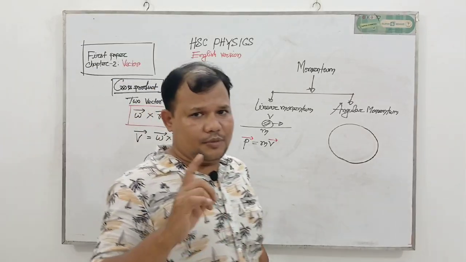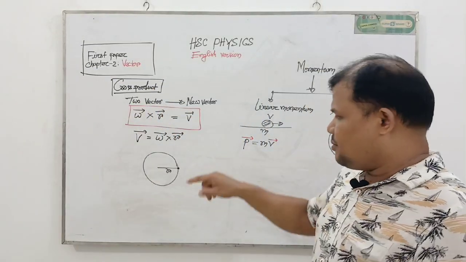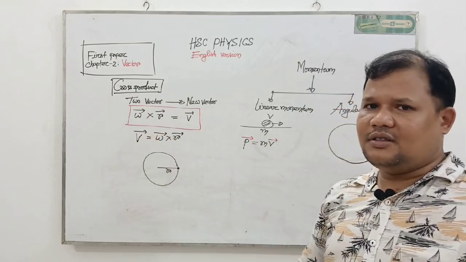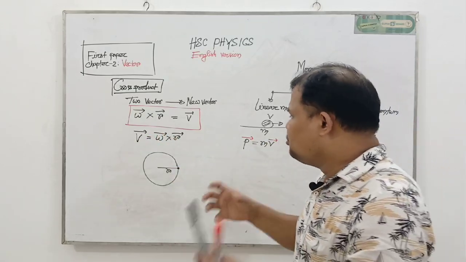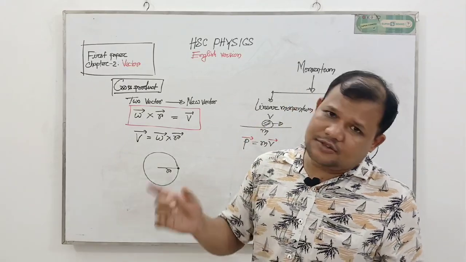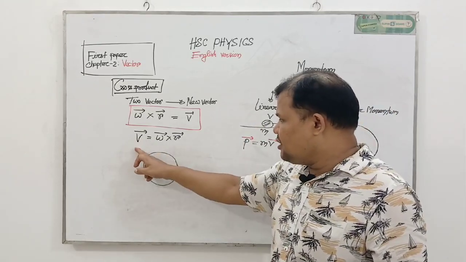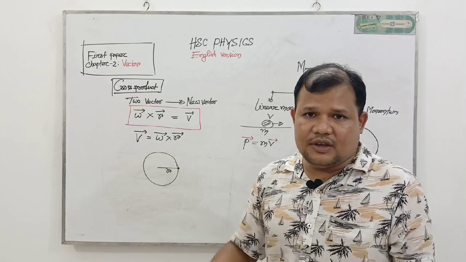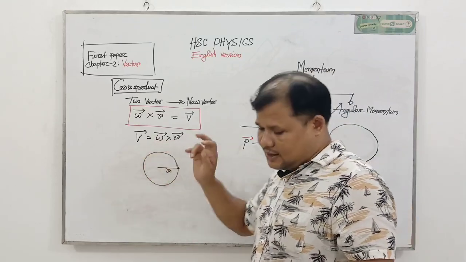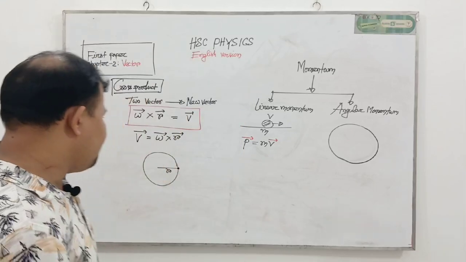When any body rotates on a circular path, that is, if an object rotates on a circular path, then two types of velocity exist in that object, one is linear velocity and one is angular velocity. v means linear velocity and omega is the angular velocity. What is the relation between them? v is equal to omega r. My dear student, this is very important.